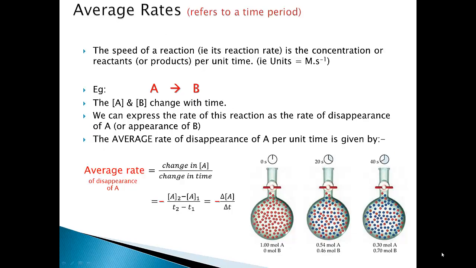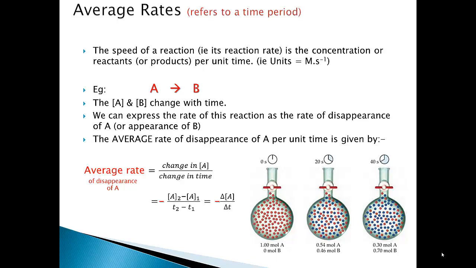Okay, let's have a look now at average rates of a reaction. The average rate of a reaction is measured over a certain time period. This might be a very short time period, or it might be a long time period. Okay, it depends on what we actually want to look at. The speed of the reaction, which is its reaction rate, is the concentration of the reactants or the products per unit time, and the units are moles per litre per second. So obviously the reactants are going to decrease in concentration over time, and the products are going to increase in concentration over time. Okay, so the concentration of A and B in this case are going to change with time.